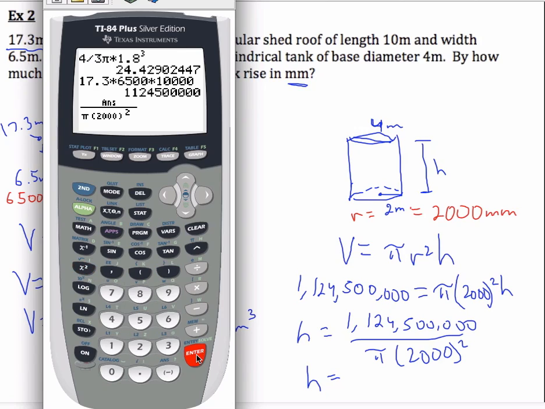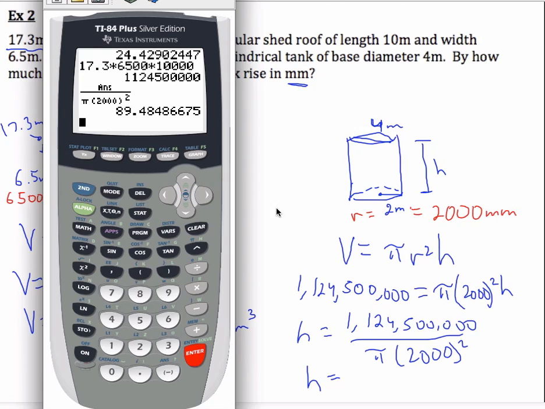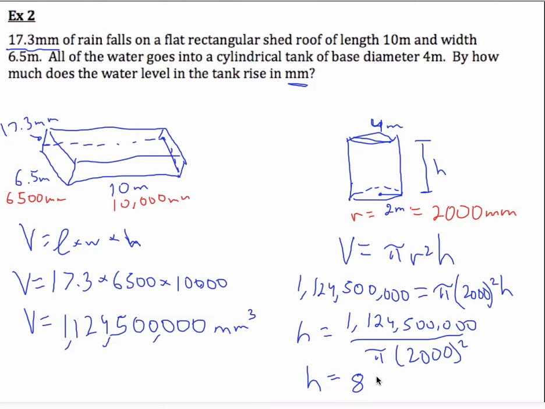Okay, and we do that, and we get 89.5. Okay, we get 89.5 millimeters. Okay, this makes sense. If there's 17.3 millimeters of rain over this broad surface, the height of the water in this cylinder is going to be a lot higher because it's a small surface there.